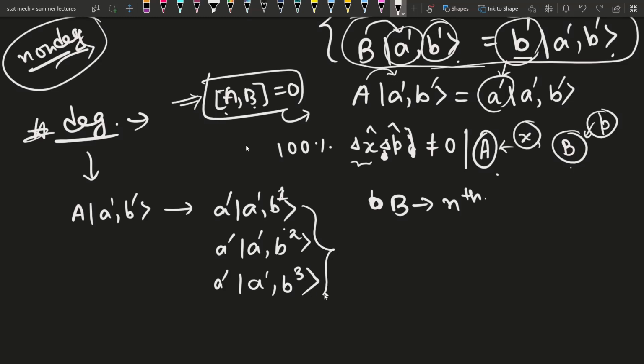All these are possible, right? After the measurement of this, all the states are equally probable. That means I can express the state after the measurement as a linear combination of all these states, mathematically summing i from 1 to n, where n is the degree of degeneracy.